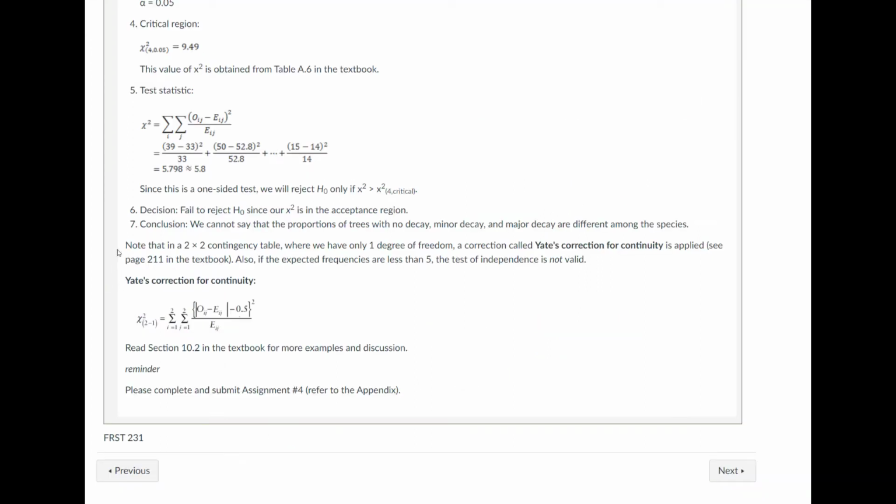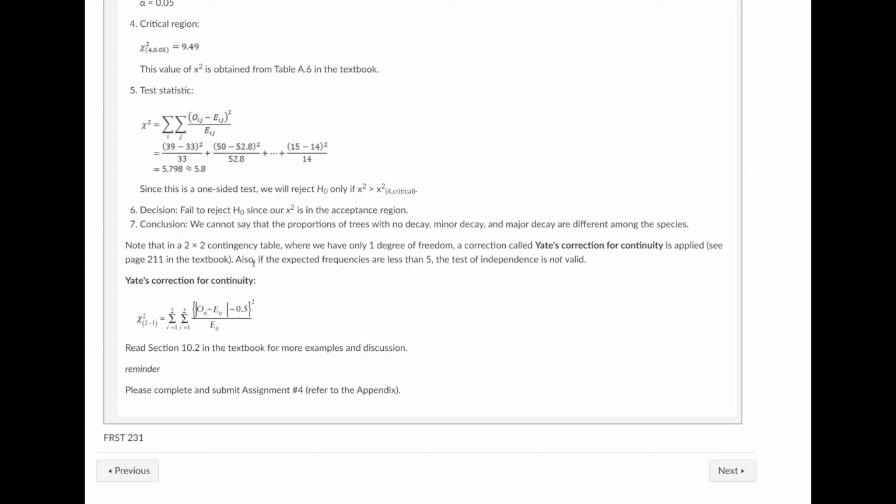There is one more consideration. Whenever you see a 2 by 2 contingency table, that means only 2 rows and 2 columns, you have to go for one more step. You need to use this formula: observed minus expected, then take the absolute value, minus 0.5, and then square that. Previously we just used observed minus expected, but since we have 2 rows and 2 columns, you have to use that correction.